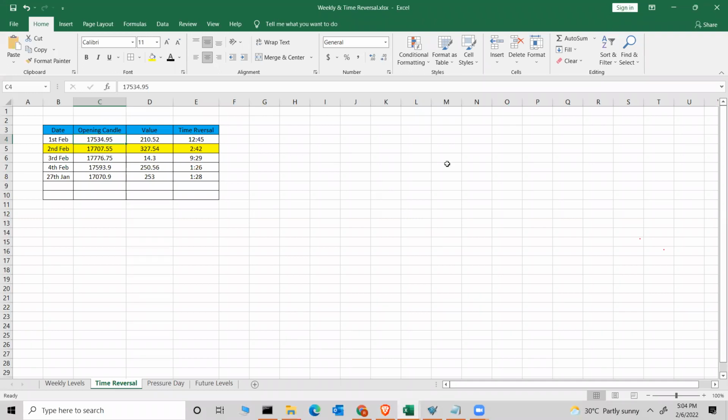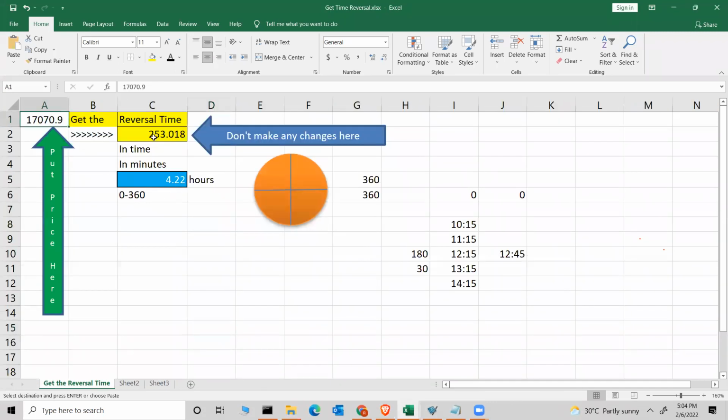So I'm just copying this value, opening value, and I'm entering here. Okay, I'm pasting it here. It gives me a time reversal at 2 hours 10 minutes. So this we have to divide in the minutes. So 2 hours 10 minutes. So in an hour 60 minutes.